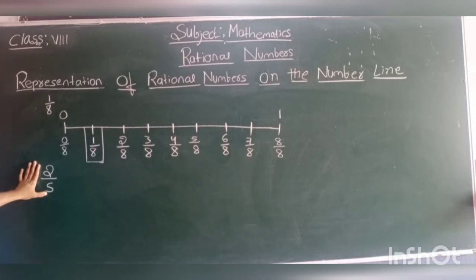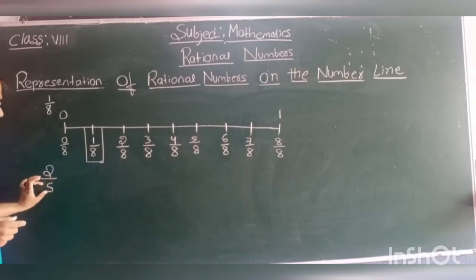If you are having confusion in how many sectors or parts we need to divide 1 unit of the number line to represent any number, look at this fraction. 2 by 5 is there. So what is the denominator? 5, no? As the denominator is 5, you need to look after the denominator.